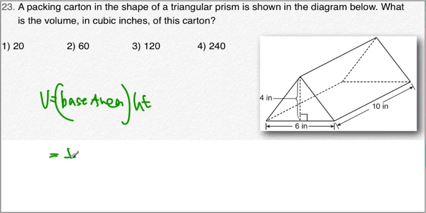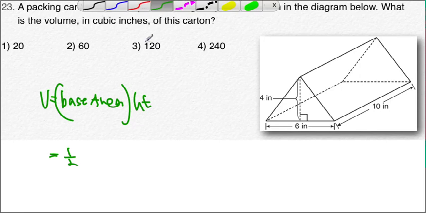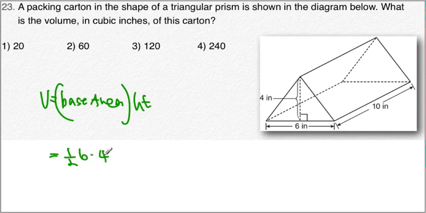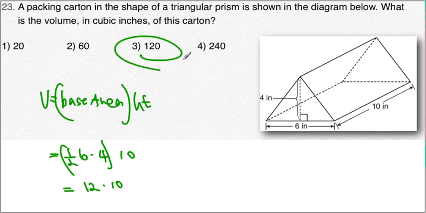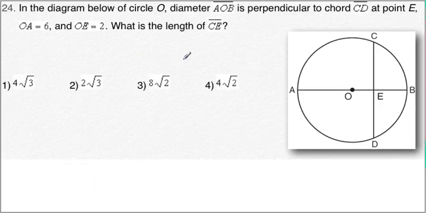Since it's a triangle, 1/2 base, which is 6, times 4. Height is equal to 10. Then we end up getting 12 times 10, which is equal to 120. That becomes our answer. Number 24.